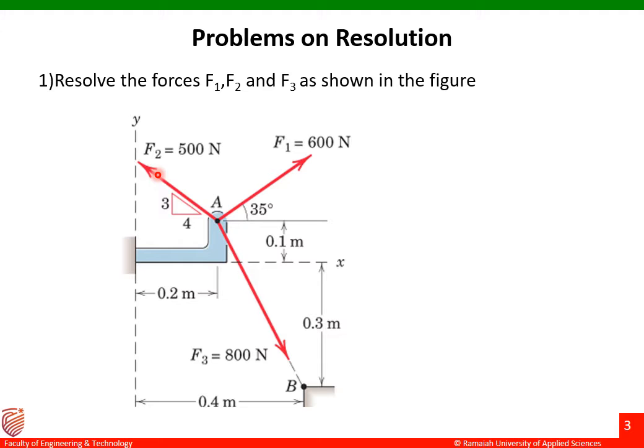We can see F1 is making an angle of 35 degrees with respect to horizontal, and for F2 the angle is not given but the slope is given. Similarly for F3, the slope is not given and the angle is also not given. Based on the available dimensions here, we have to find the angle made by F3, and then solve the problem by resolving all three forces into x components and y components.